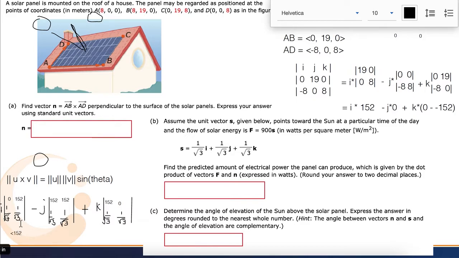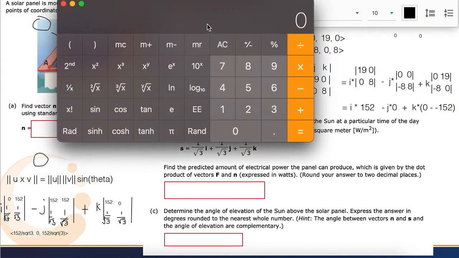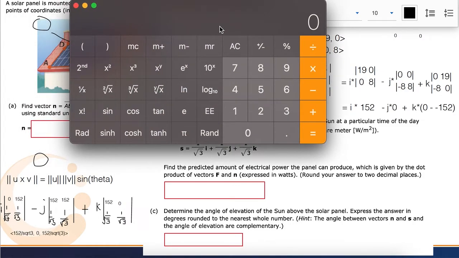We have 152 over the square root of 3 for the first component, and then this is 0 for the second component, because those are just going to cancel out when you do 152 over the square root of 3 subtract 152 over the square root of 3. And then we've got another 152 over the square root of 3 for the final component. And so the magnitude would just be where you square each component, and then take the square root of their sum.